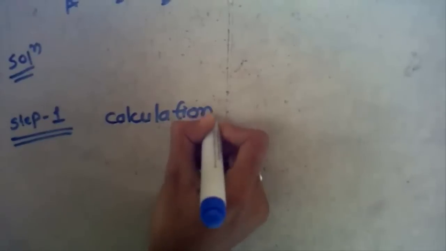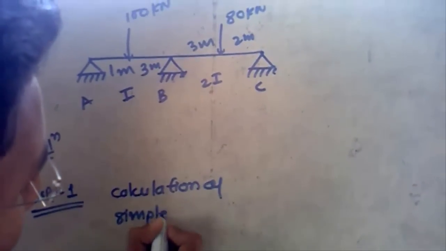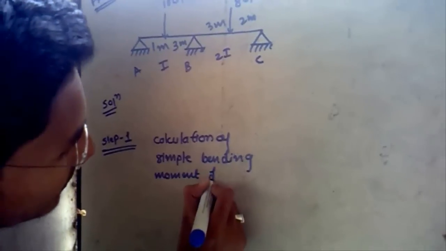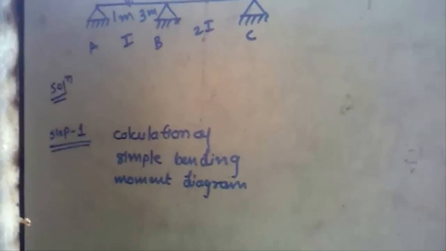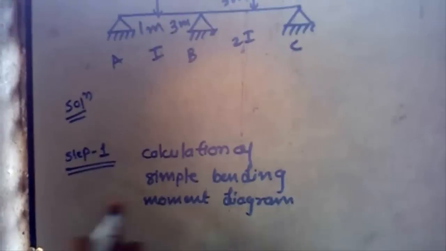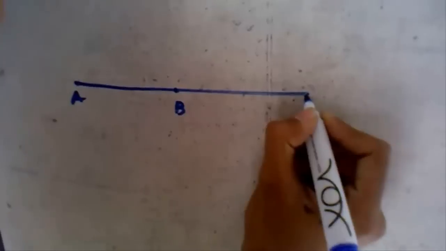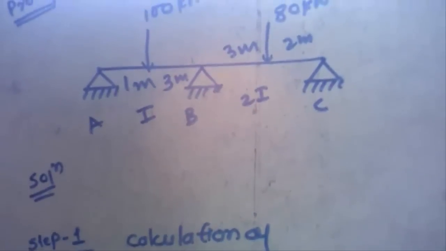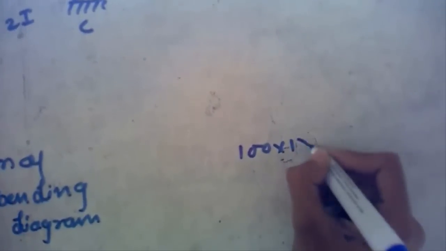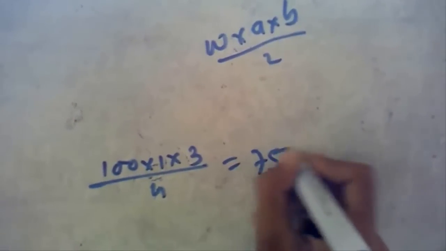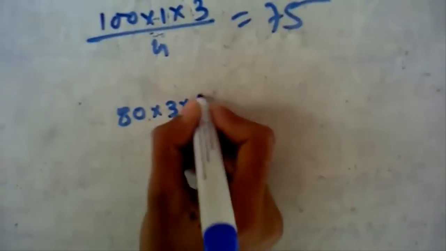Step one, calculation of the simple bending moment diagram. It can be calculated by drawing a straight line and marking these points as A, B and C. The calculation of this, that means 100 multiplied by 1 into 3 divided by 4. The formula is W a b by L. So it is 75, and another is 80 multiplied by 3 multiplied by 2 divided by 5. It is 96. These are in kilonewton.